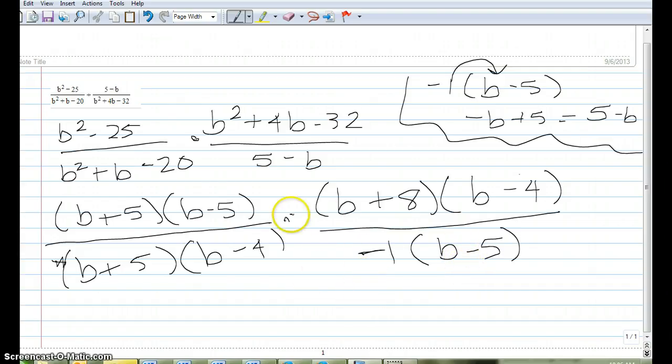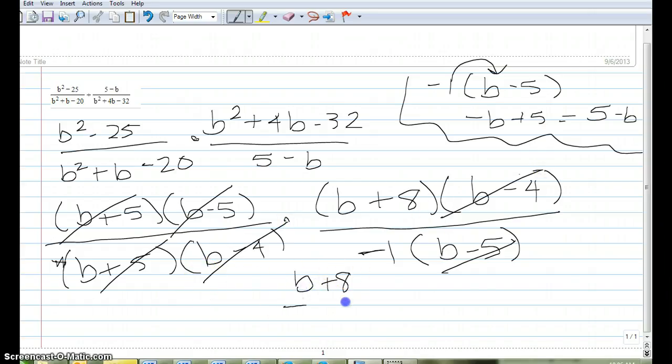Now we want to cancel everything that we can. So we can cancel this b plus 5 with this b plus 5. We can cancel this b minus 5 with this b minus 5. And this b minus 4 with this b minus 4. So we're left with b plus 8 over negative 1.